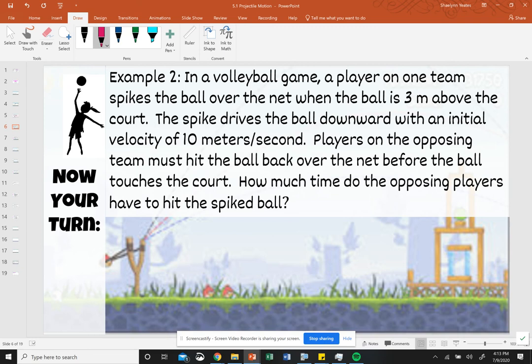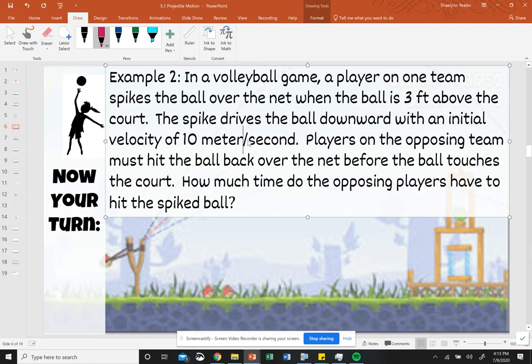I just realized this is not in feet. Hold on. We're going to change that to 3 feet above the ground. And they hit it with 10 feet per second. Okay, beautiful. Much better. Okay, so now you can do this problem.